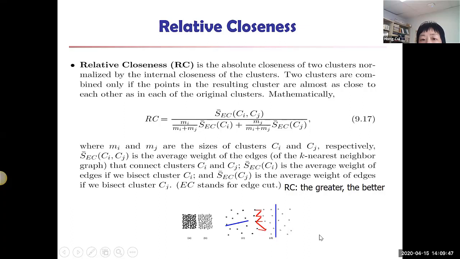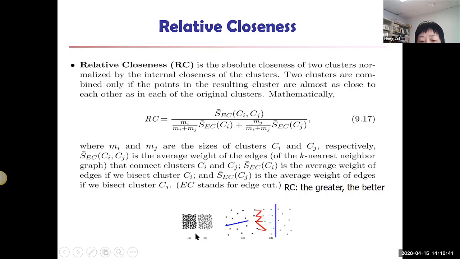The second attribute: the algorithm considers both attributes. So we look at relative interconnectivity, and now we look at relative closeness. The idea is very similar. It's the merged thing divided by the previous thing. This is weighted. You can see M sub I represents the number of data points in cluster C sub I. M sub J represents the number of data points in cluster C sub J. So this is a weighted sum. And this relative closeness uses the average, not the sum. The average weight of the edge cut is going to tell us how tightly the two clusters are connected.